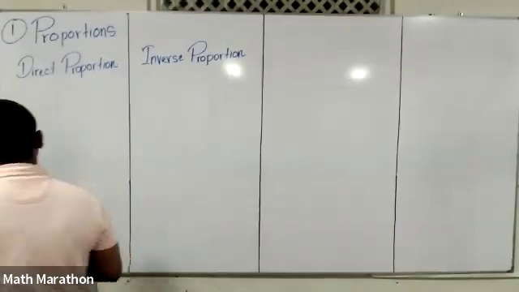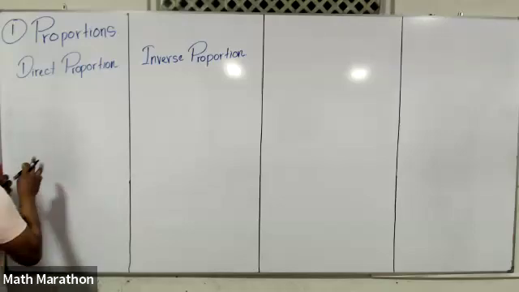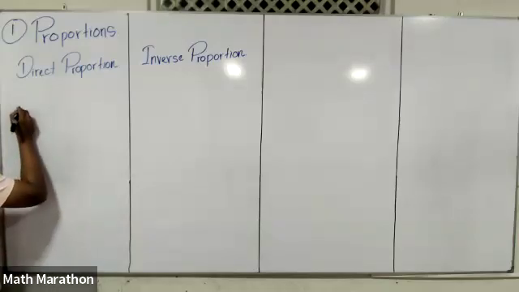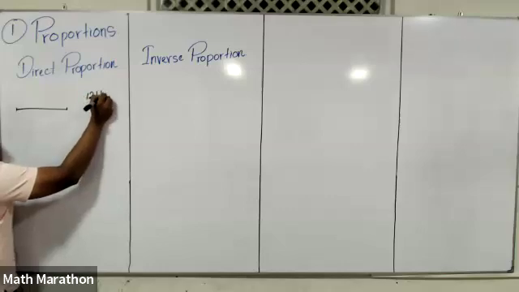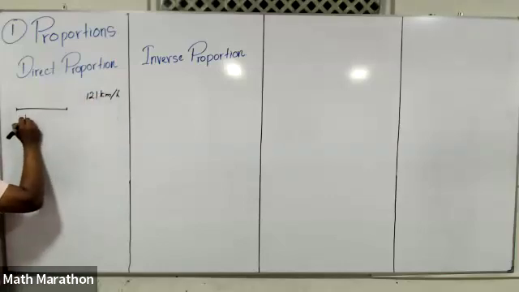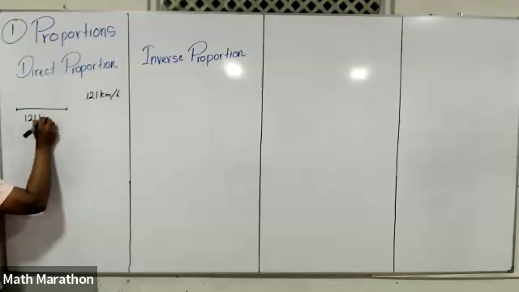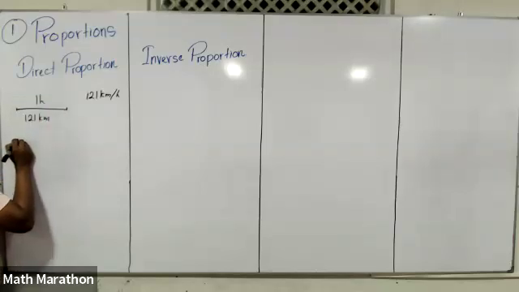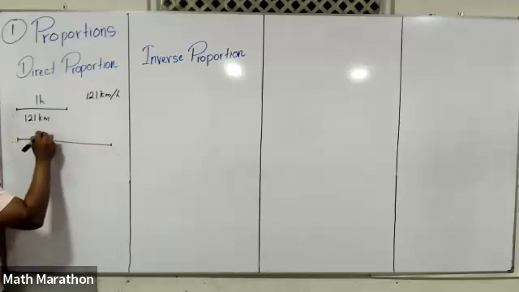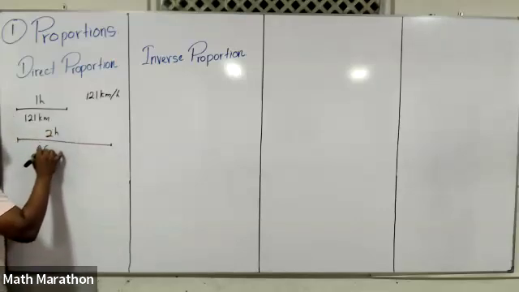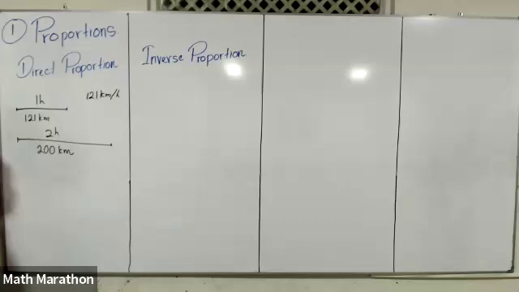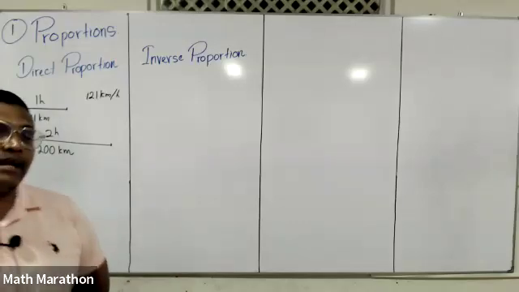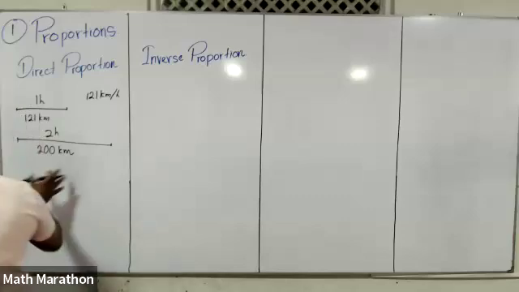So here, under direct proportion, I'll take a cheetah. A cheetah can run 121 kilometers per hour. That means it will run 121 kilometers in 1 hour. In 2 hours, it can run almost 200 kilometers. It can't run 242 because it's anyway tired. Okay, so it needs at least 2 hours to run the 200 kilometers.